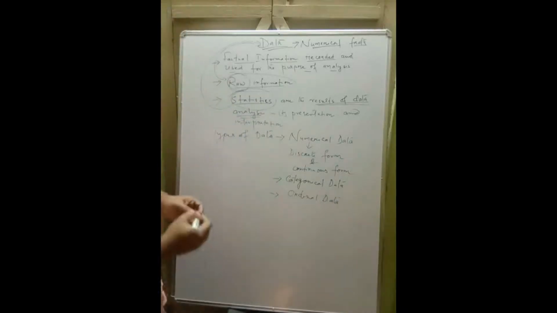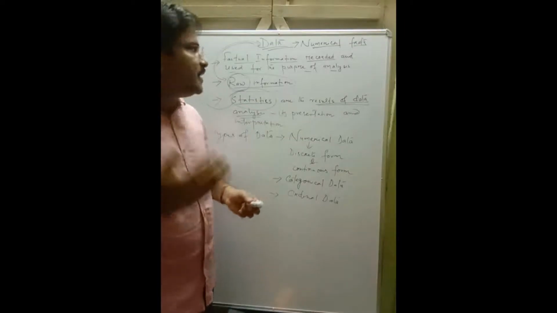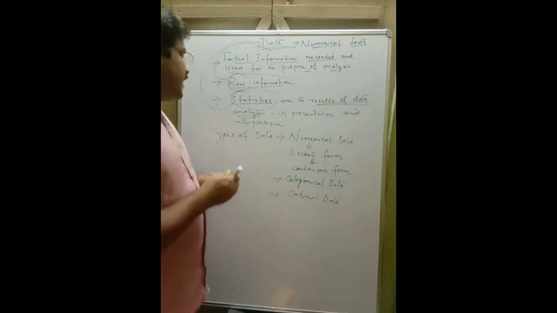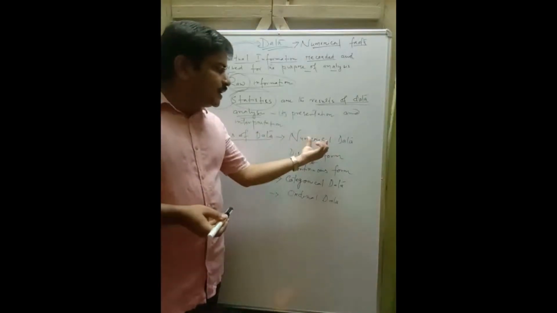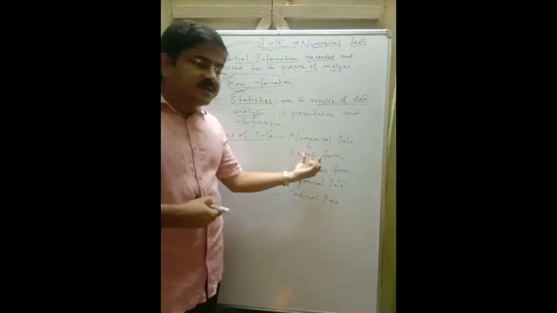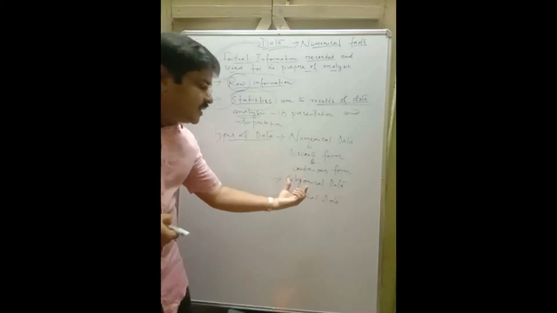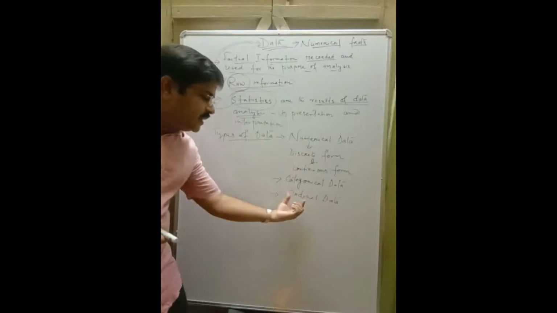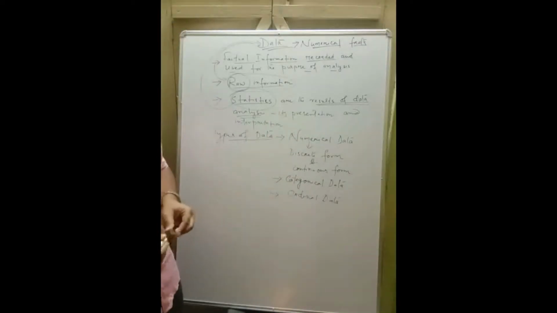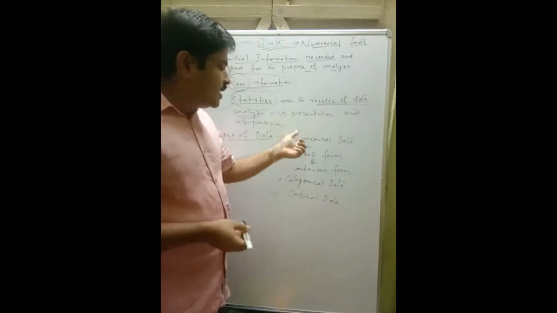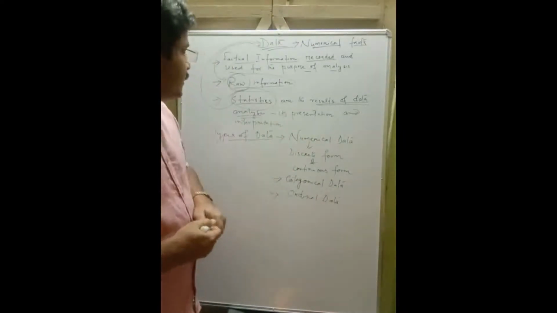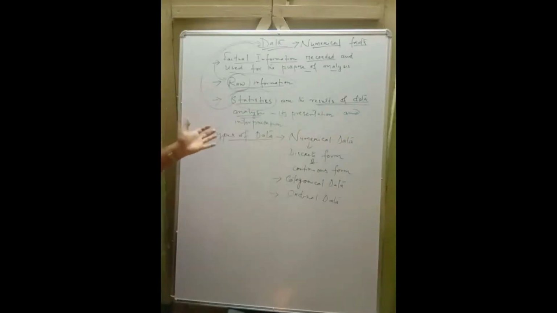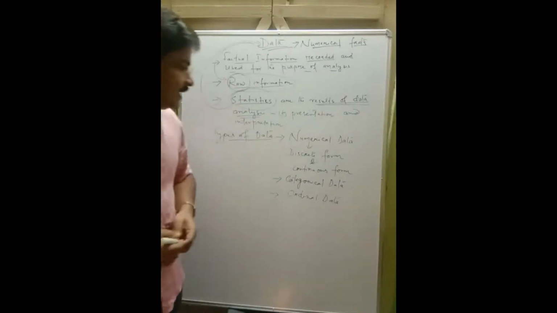So data is factual information that is recorded and used for the purpose of analysis. Then the types of data may be in numerical form. If it is numerical, then it may be discrete or continuous. Then it may be categorical, or it may be in ordinal form. So let us discuss all these types of data, numerical, categorical and ordinal, one by one, for our further analysis.